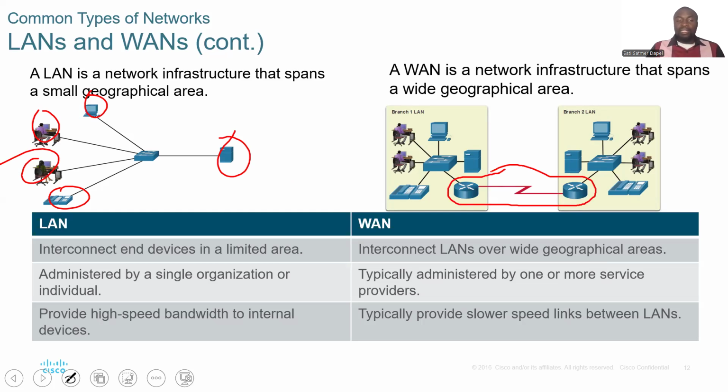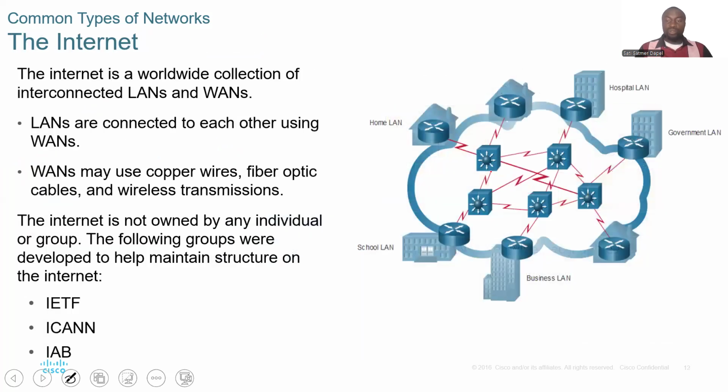So a LAN is administered by a single organization or individual, while a WAN is typically administered by one or more service providers. Then a LAN provides high-speed bandwidth to internal devices, while a WAN provides slower speed links between LANs. So that's some of the differences between them.